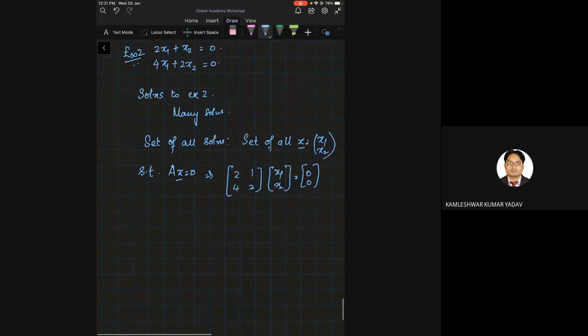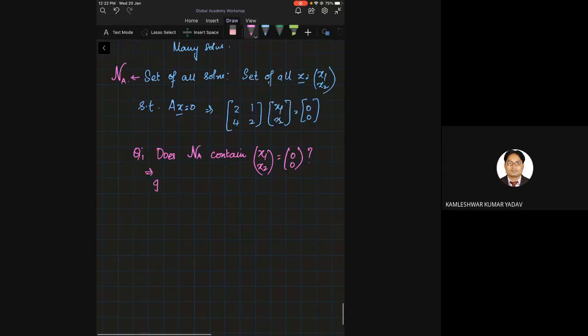Now, question 1 I'm going to ask is this. I am going to give a notation for this. I'm going to call this NA. I don't even know, but I'm just trying to give a notation called NA for this. So my question is, does NA contain (x1, x2) is equal to (0, 0)? What does this mean? This simply means, is x1 is equal to x2 is equal to 0 a solution to Ax equal to 0?